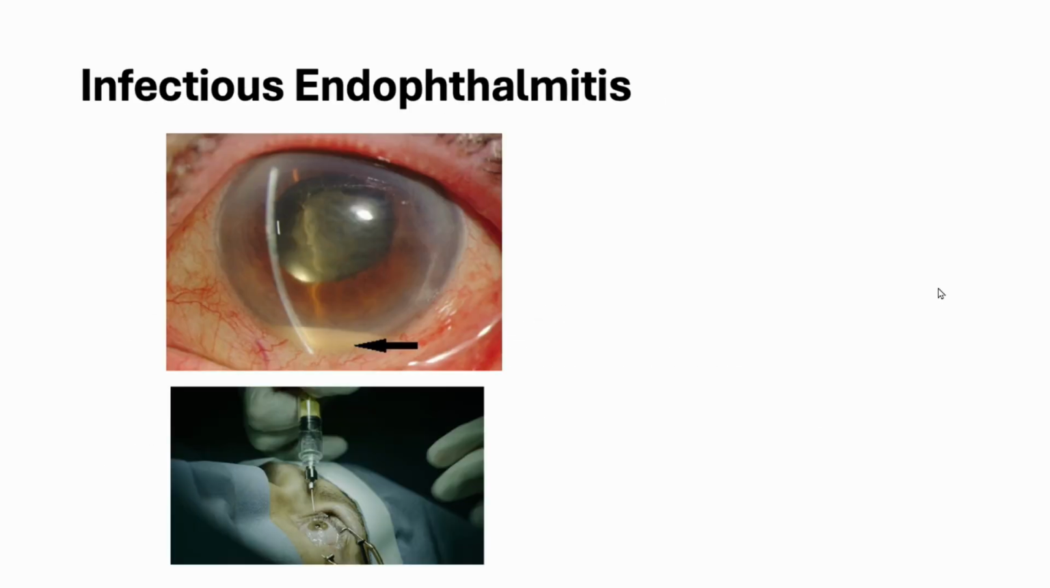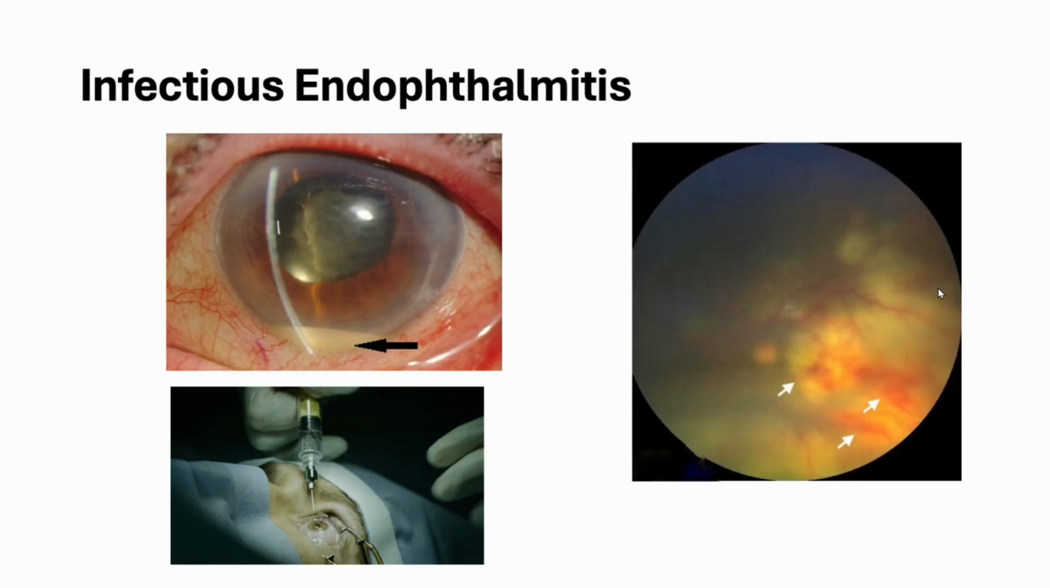So these are some images from a patient with an infectious endophthalmitis following an intravitreal injection. You can see in the top image a severe anterior uveitis with hypopyon and fibrin in the anterior chamber. This fundus image shows a left eye with an active vitritis and retinitis. There's temporal and inferior white subretinal lesions with overlying retinal hemorrhage.